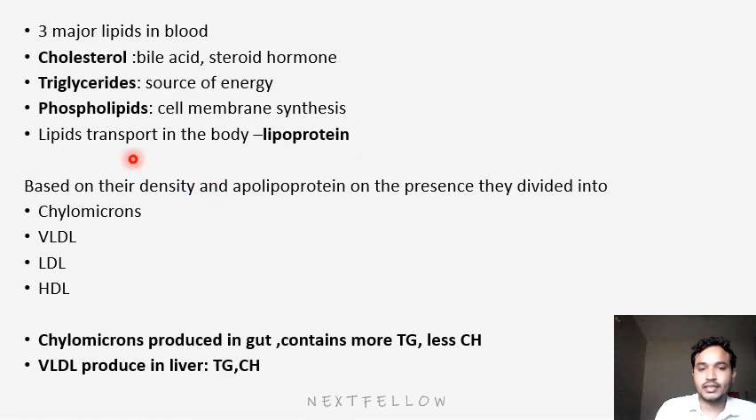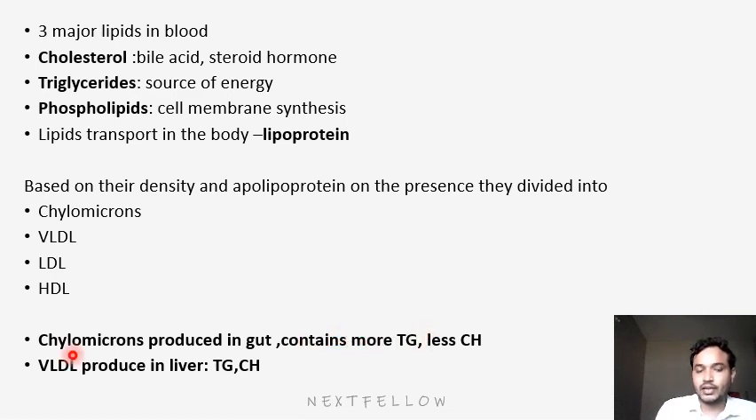Based on their density and the presence of apolipoproteins, lipoproteins are divided into the following types: chylomicrons, VLDL, LDL and HDL. That is, very low density lipoprotein, low density lipoprotein and high density lipoprotein. Chylomicrons are normally produced in the gut, so they are formed based on our food consumption. They contain more triglycerides and less cholesterol.